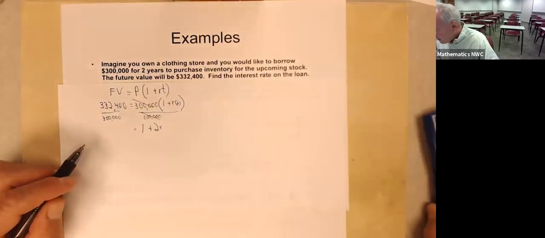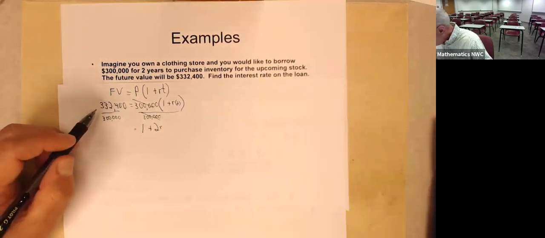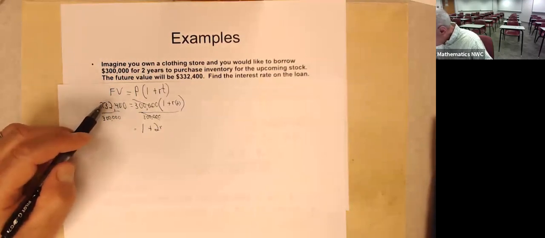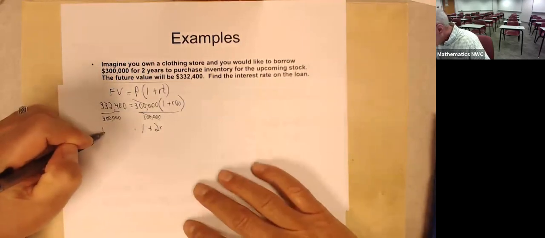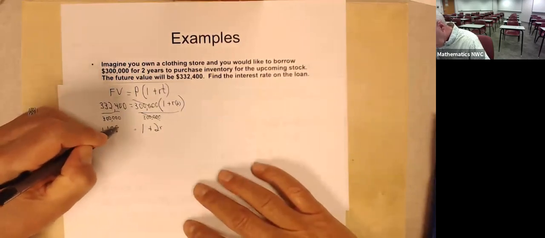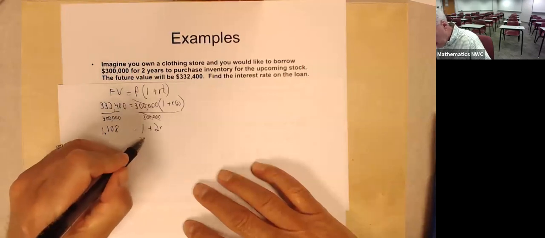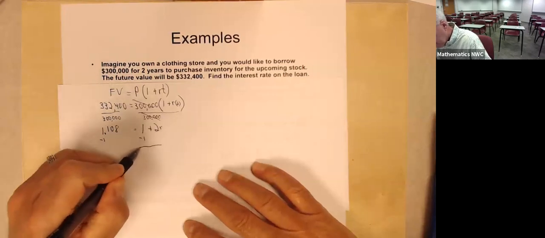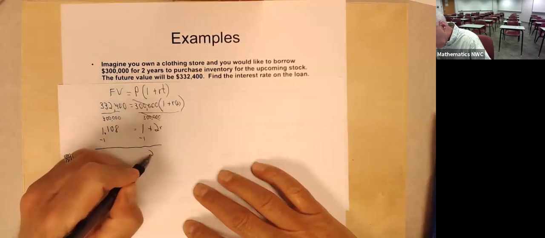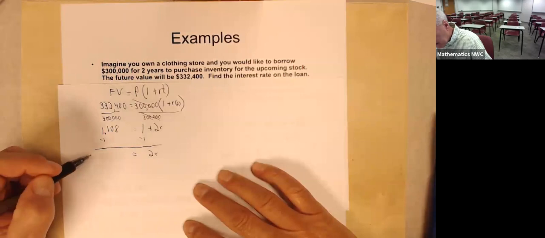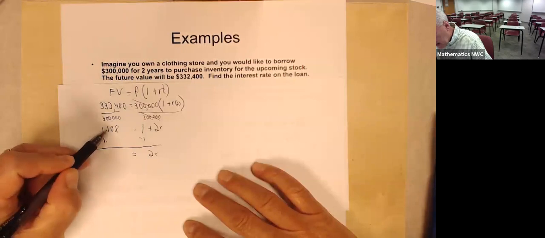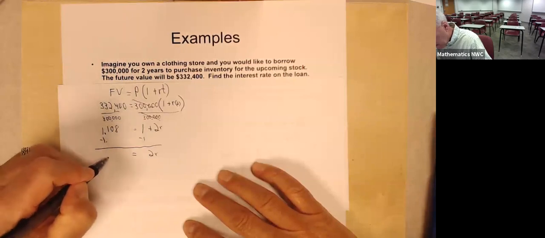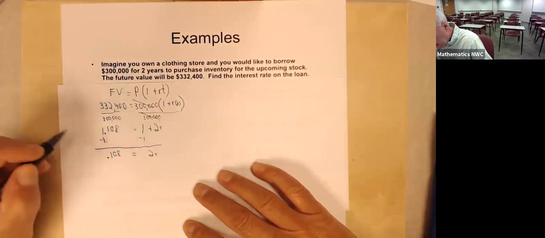This side would be some decimal. I'm actually going to do that division right here now in my calculator. 332,400 divided by 300,000 gives me 1.108. Next, I'm going to subtract 1 from both sides. That leaves 2R on the right side. When I subtract this 1 away, that will eliminate that. It's going to leave just the decimal portion, 0.108.